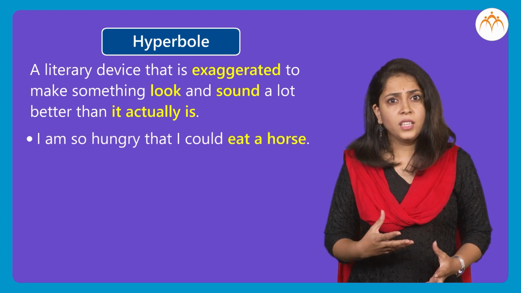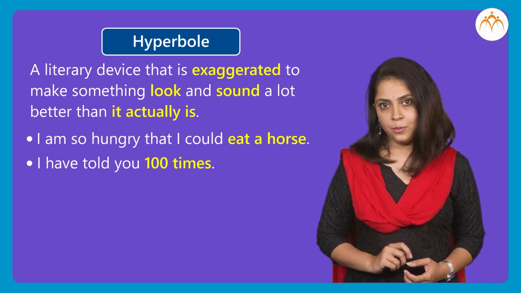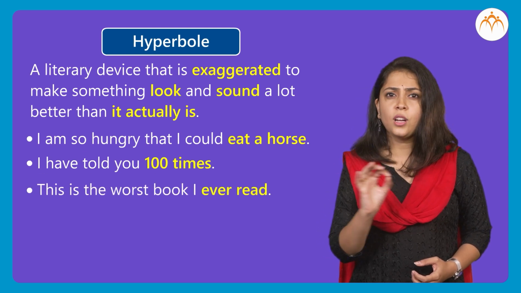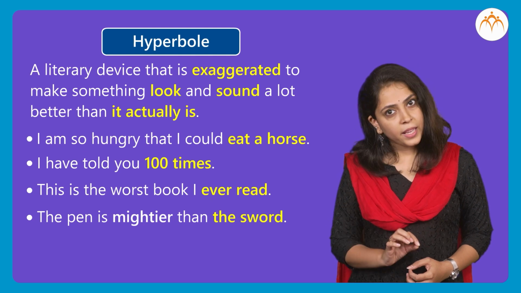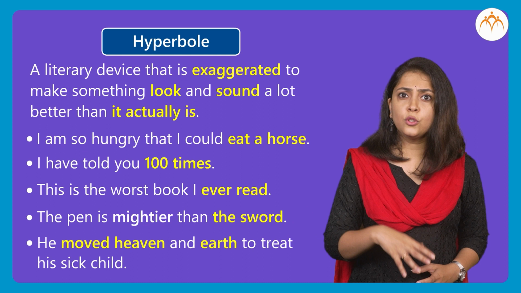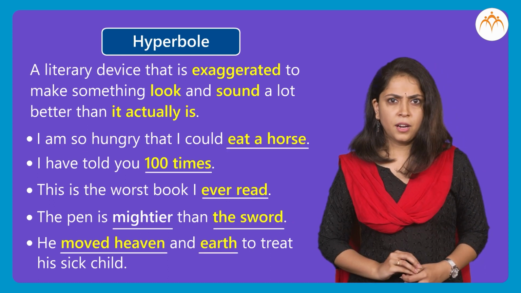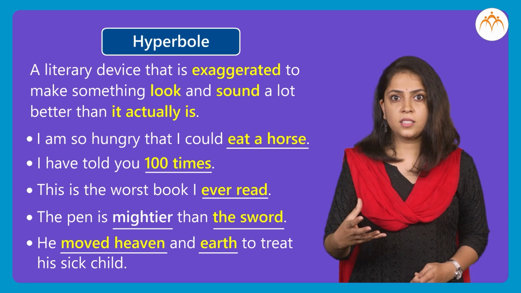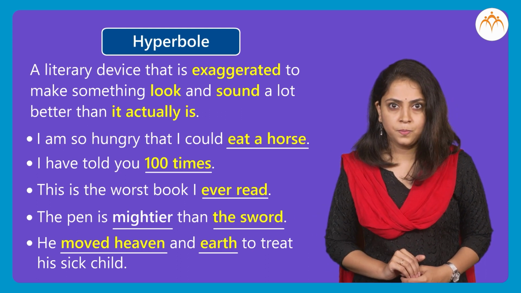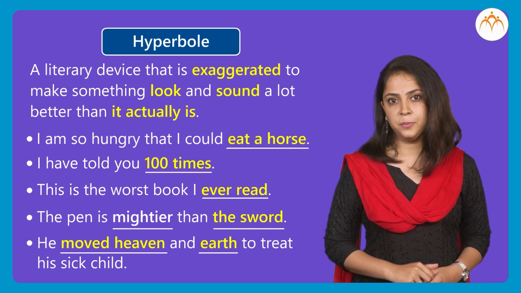I am so hungry that I could eat a horse. I have told you 100 times. This is the worst book I have ever read. The pen is mightier than the sword. He moved heaven and earth to treat his sick child. We can see that every sentence given above has been exaggerated to an extent which is not practically possible. Such a type of literary device is called hyperbole.